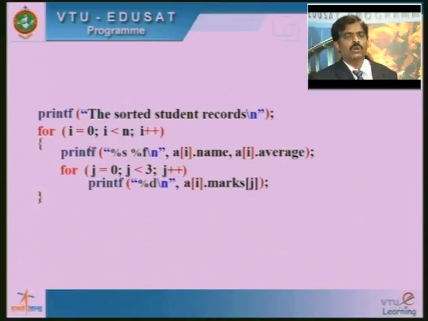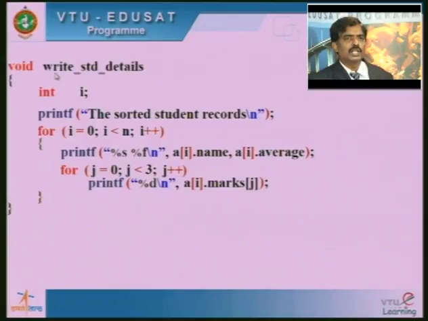Now tell me what are all the variables I am using here? i I am using, j I am using. So we write i is of type what? Integer, and here j also I should write. int i, j you should write. And what is the return type? void. Name of the function, write student details. a is an array and n. a is an array of what? Student records. n is of type integer, and these 2 parameters must be enclosed within parentheses.